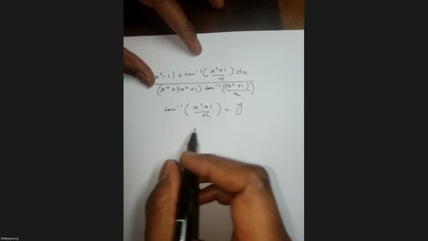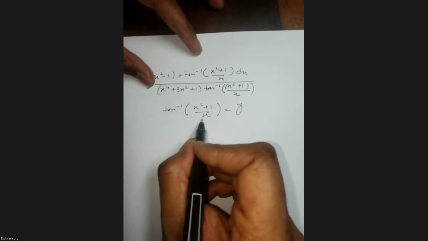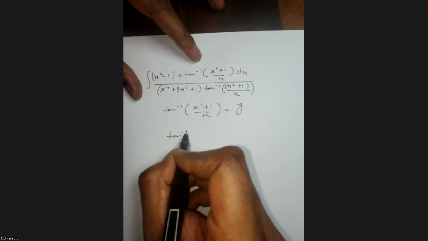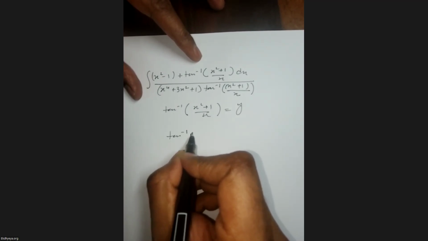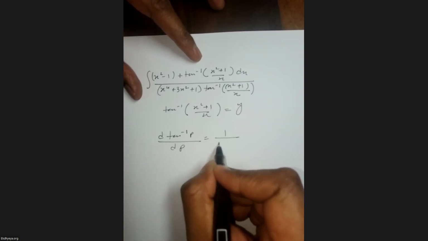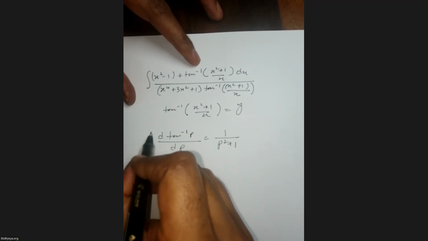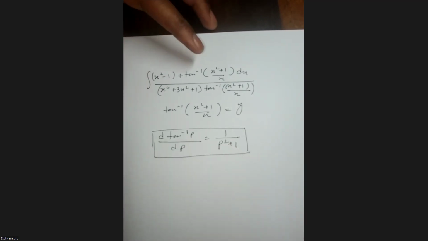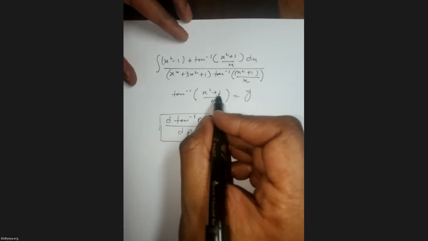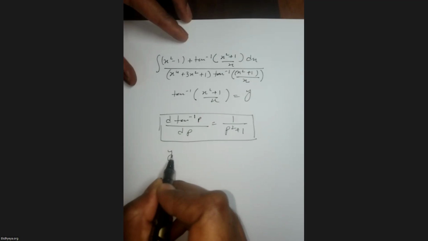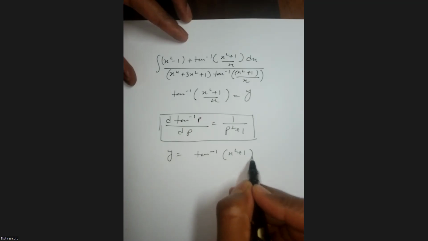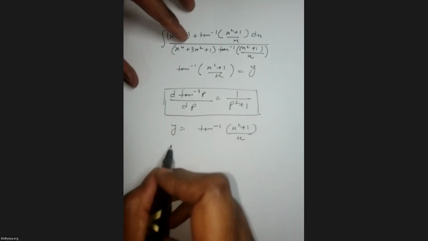If you differentiate this with respect to x, let's say tan inverse p, its derivative with respect to p we know is 1 upon p square plus 1. This is just a side definition of differentiation of tan inverse. So if I have to differentiate tan inverse of x square plus 1 upon x, which I'll put like this, let's say I differentiate it with respect to x.